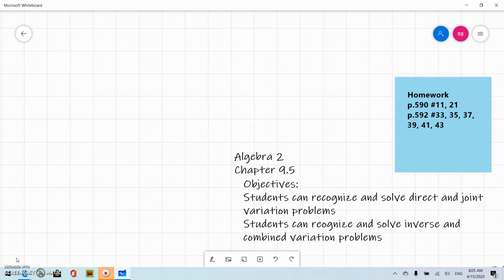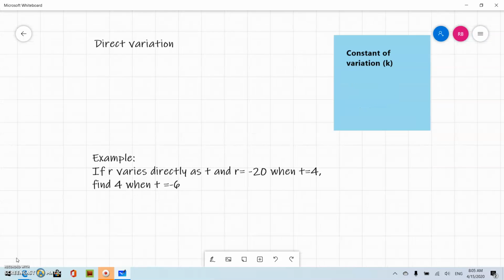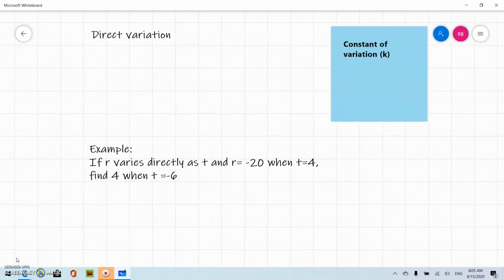There are 4 types of variation: direct, joint, inverse, and combined. When you read the word problem, you should know which variation to use and solve correctly. So let's look at the very first kind, which is the direct variation.